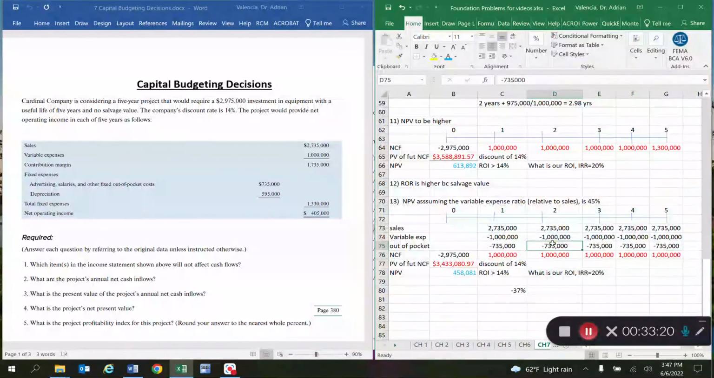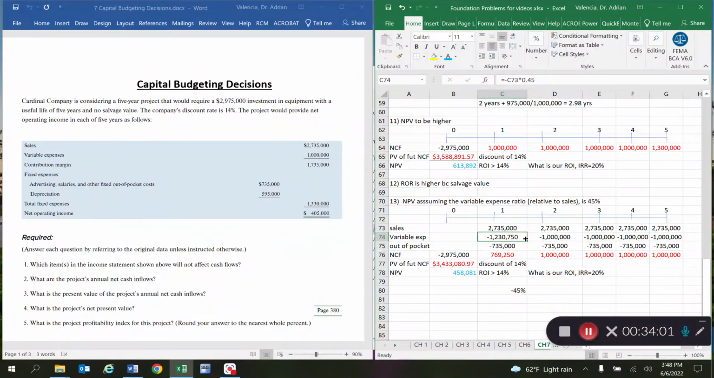And if you notice, I did that for every year, the same information that was given to us. So if I come over here and I change this, bear with me here, if I change this to be our sales times 45%, and let me put that as negative, then all they're telling us is, what if our variable expenses go up? Okay, and if our variable expenses go up, well, obviously our net cash flow will go down, which ultimately means that the present value of those future cash flows goes down.